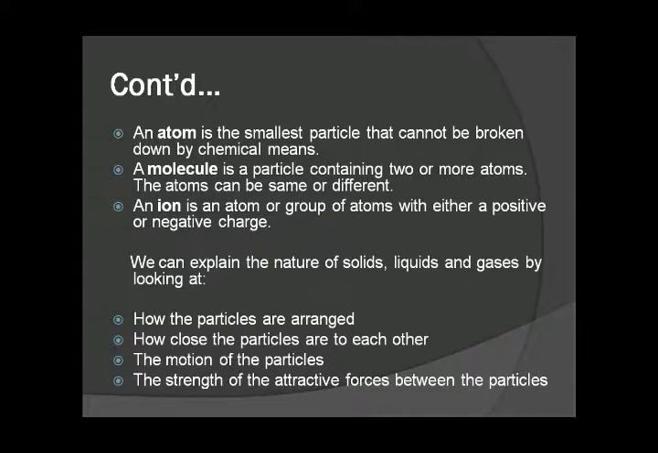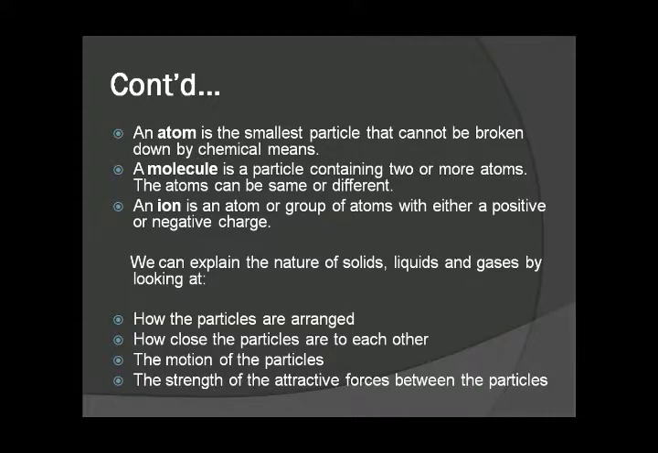An ion is an atom or group of atoms which has either a positive or negative charge. So ions are atoms that are charged, either positive or negative. You have to be one or the other in order to be an ion.